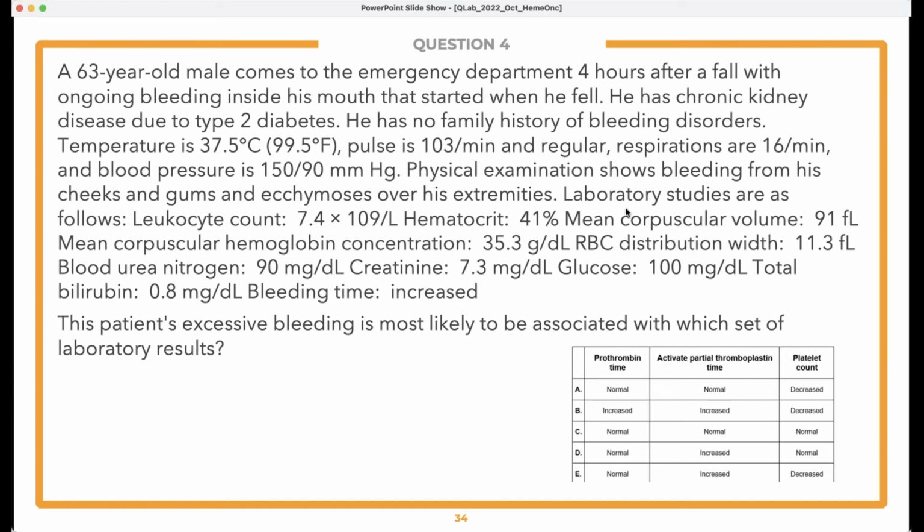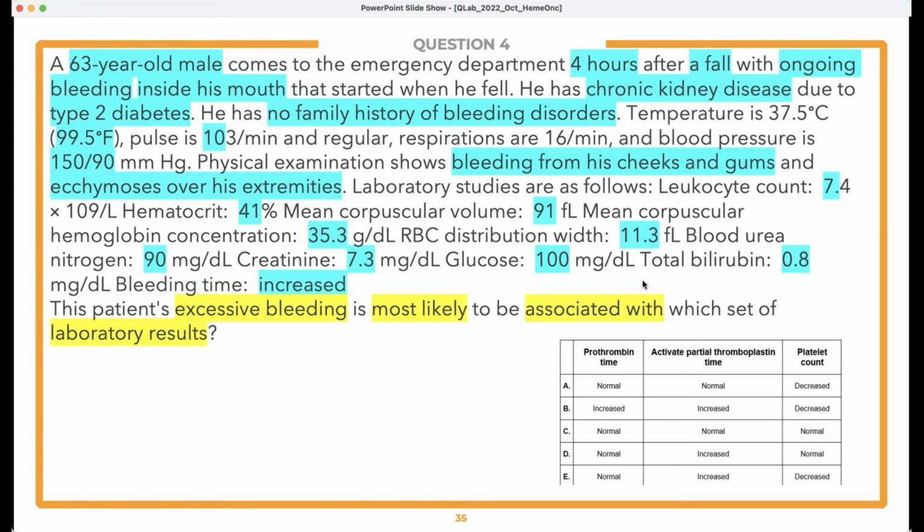Thank you, Jeff. So now, this is our 4th time doing this. So hopefully you guys are starting to get a sense of what are those clues in these Hem-Onc questions that you need to be picking up on. Demographics, lab values, things like that, okay? So again, we've got an elderly patient here, a 63-year-old male, who's had bleeding inside of his mouth, okay? It started 4 hours ago.